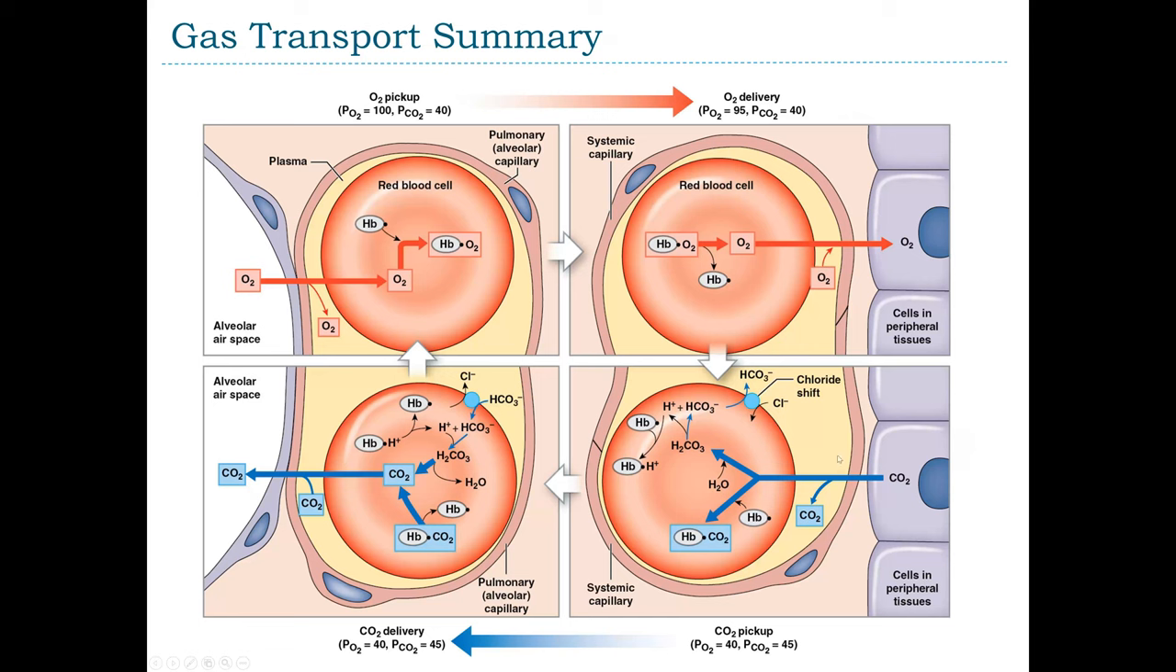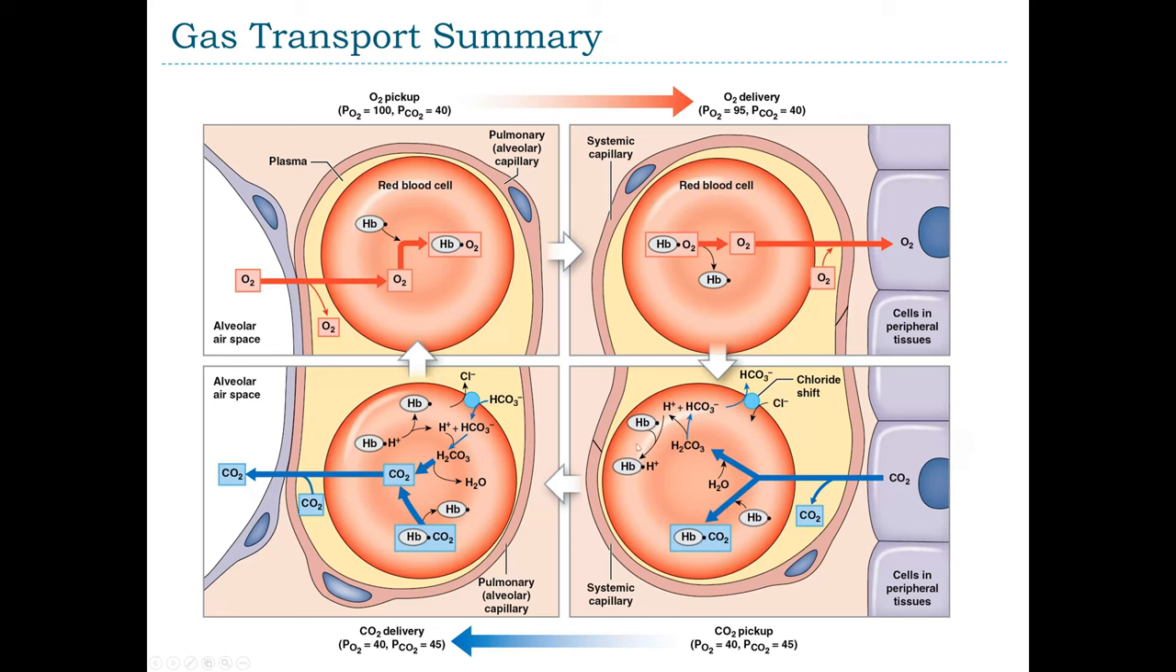And then down here, if we look at the carbon dioxide, when the blood is in the tissues, carbon dioxide is going to diffuse into the blood. Again, it's moving to an area of lower pressure. About 7% of it will stay in the plasma. The other 93% goes into the red blood cell. The majority of that is going to be broken into carbonic acid, which dissociates into hydrogen ions and bicarbonate ions. The hydrogen ions can be buffered by binding to hemoglobin. The bicarbonate ions are exchanged for a chloride ion in what is called the chloride shift. And then another small portion of the CO2 will just bind directly to the hemoglobin.